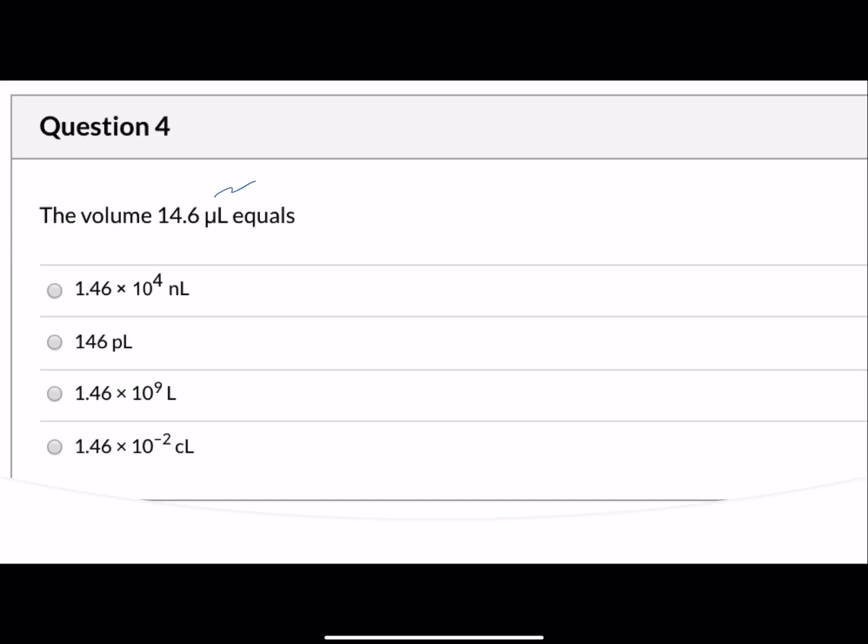So I've already done the math on this one, and the conversion factor that I used is that in 14.6 microliters, I know that one microliter contains 1,000 nanoliters, like that. So my microliters are going to cancel out like this, and I end up with 1.46 times 10 to the fourth nanoliters. There we go. So that's the first one here.